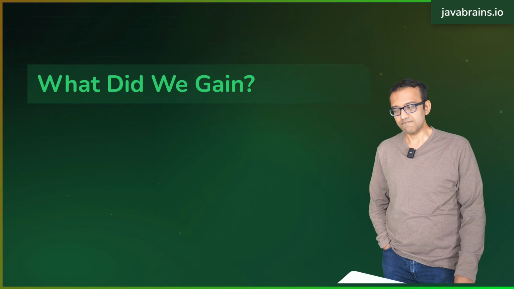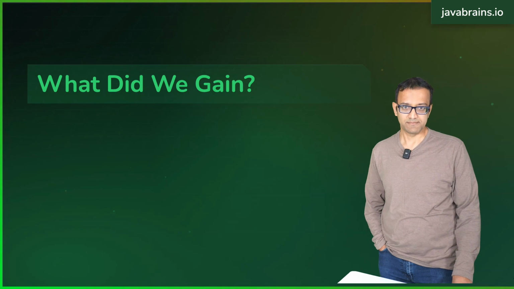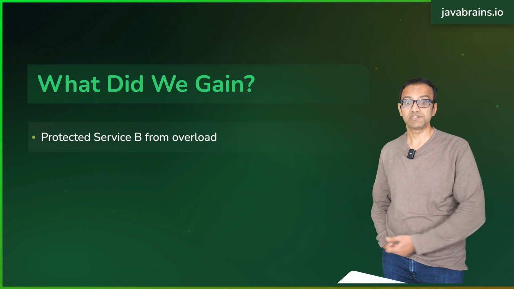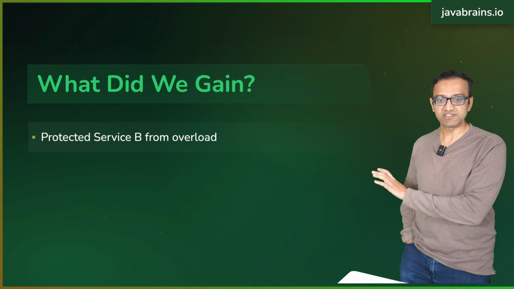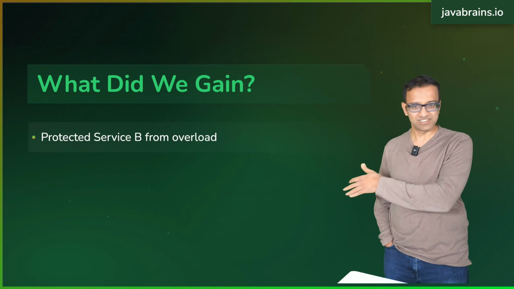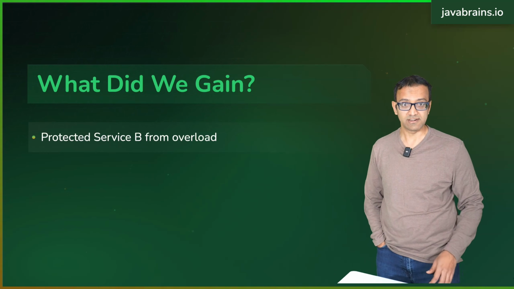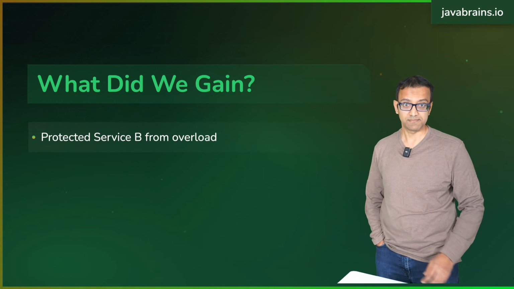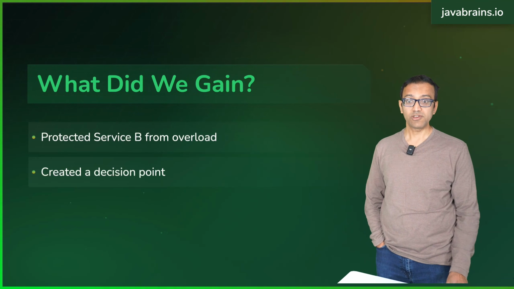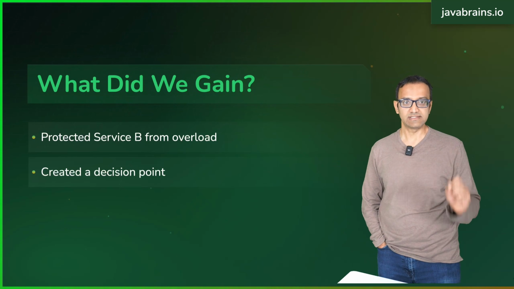Well, there are a few things that we did gain. First of all, we protected service B from overload because now we made sure that that doesn't get just constantly hammered. You might have hammered it with hundreds of concurrent requests without that limit. Secondly, what you have done here is you have created a decision point.